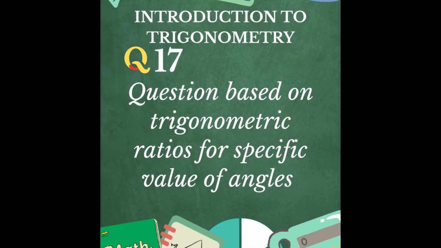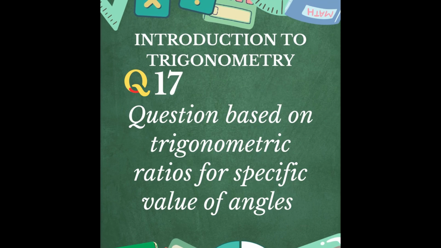Means the specific values, that is 30 degrees, 60 degrees, 45 degrees. In textbook we have one chart which gives the specific values. Yes. So one question based on the specific values for some special angles is going to be one question in your paper. So 2 questions are 100% sure questions from this chapter, that is Introduction to Trigonometry.